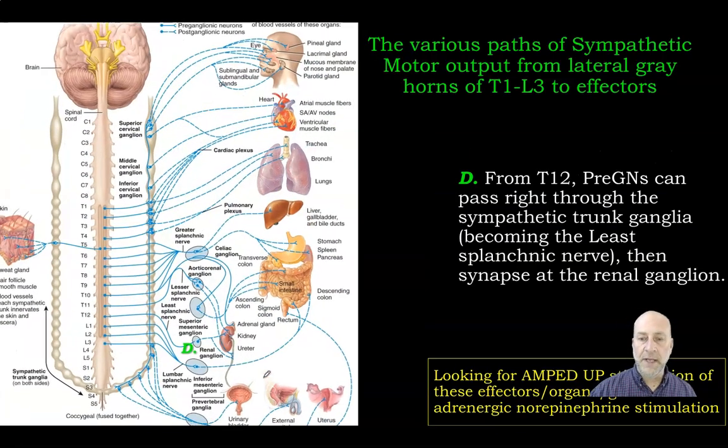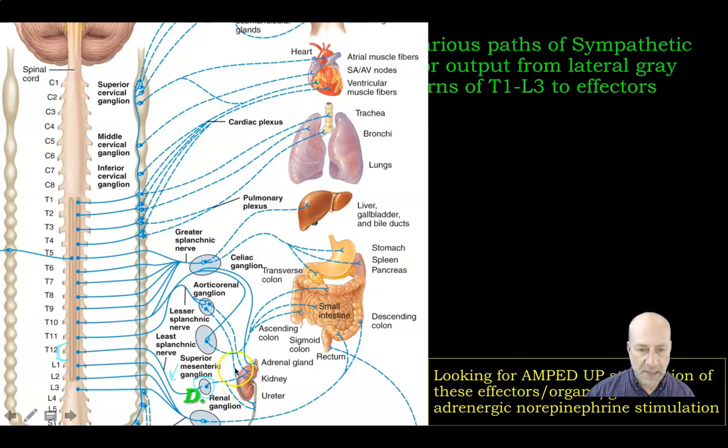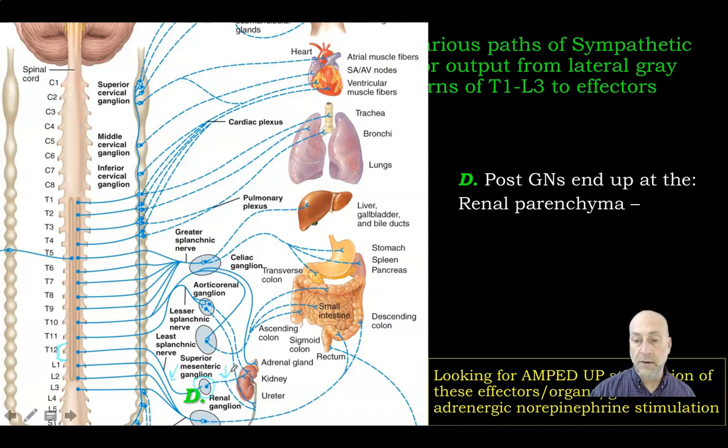All right, let's move a little bit inferior. I'll go back to T10 and T11 with 2 more pathways in a moment, but I'm continuing to move inferiorly. And now we're going to look at T12. And in T12, what are we doing? We're coming out as the least splanchnic nerve. And we're heading to something called the renal ganglion. So the preganglionic neuron is a splanchnic nerve, and it's going to the renal ganglion. And what's it doing? Same thing, feeding the kidney. Follow the postganglionic neurons, no big deal. They're feeding the kidney and they're shutting down urine production.